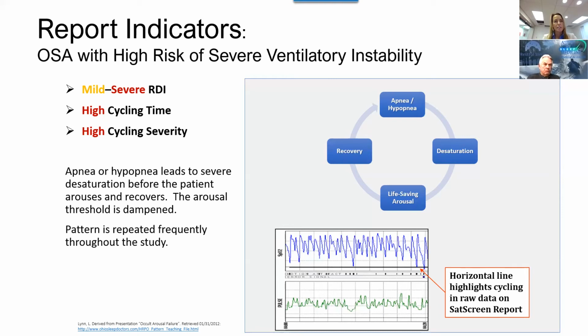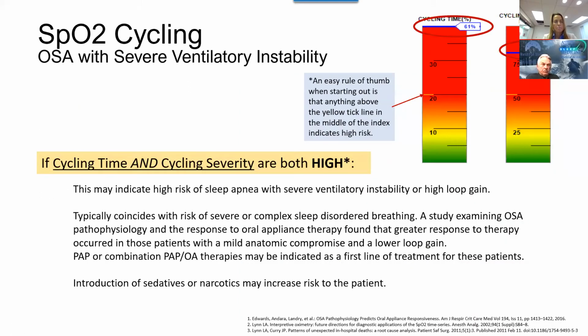So we're looking at that first. And then the high cycling time and high cycling severity index will indicate severe ventilatory instability or complex obstructive sleep apnea. In these patients, as you can see in our cycle here, they have that apnea hypopnea. They have a pretty severe or profound desaturation. They have that late stage life-saving arousal. They may wake up, they may not, during recovery, and then fall back into that pattern again and again. And here we see an example of the high cycling time and high cycling severity combined.